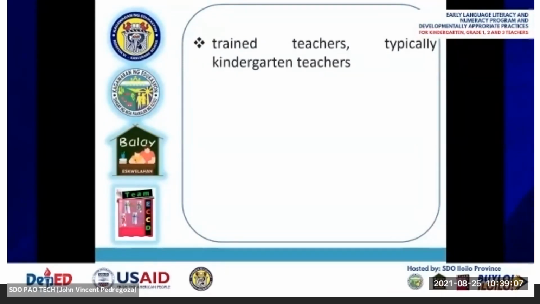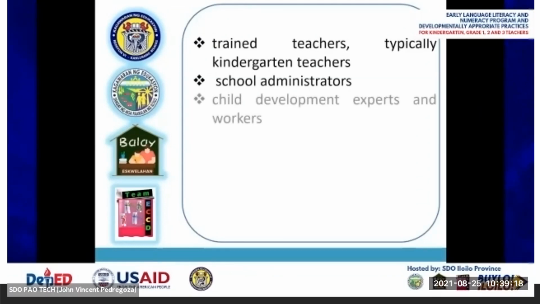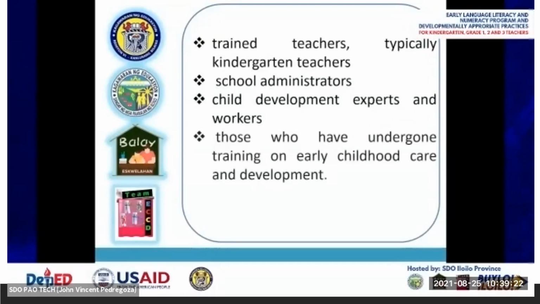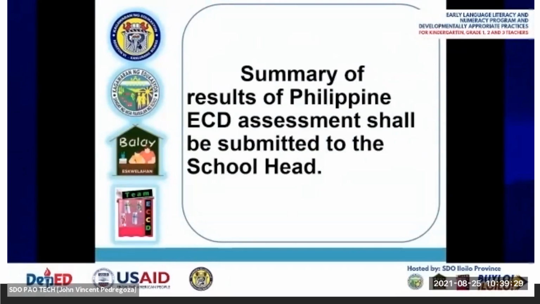Who should administer the tool? It should be administered by trained teachers, typically kindergarten teachers, school administrators, child development experts and workers, and those who have undergone training on early childhood care and development. Take note that summary of results of Philippine Early Childhood Development Assessment shall be submitted to the school head.